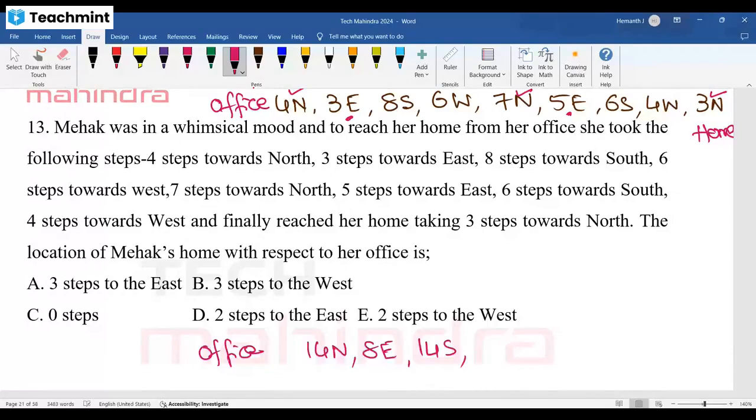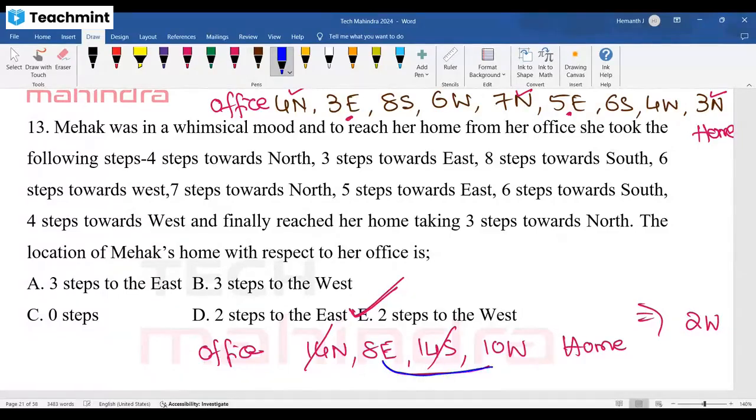That's it. So 14 north and 14 south will cancel. 8 east and 10 west will be 2 west. So 2 steps to the west is the answer. This is the shortcut. Instead of drawing the diagram, this is the one you can go ahead with.